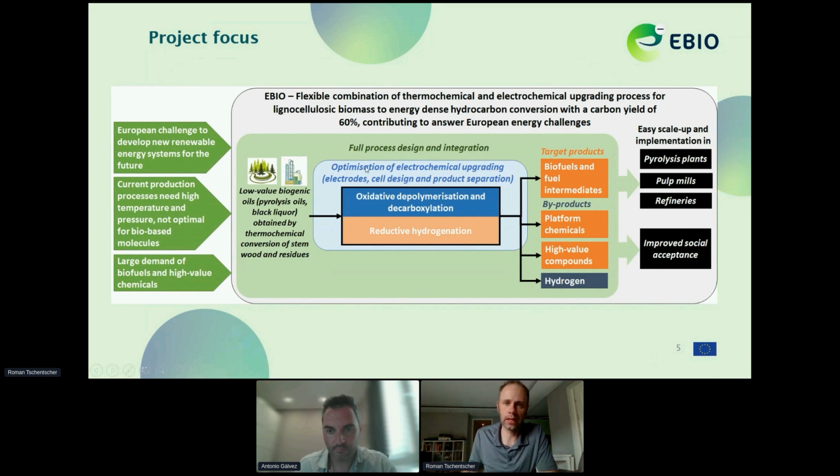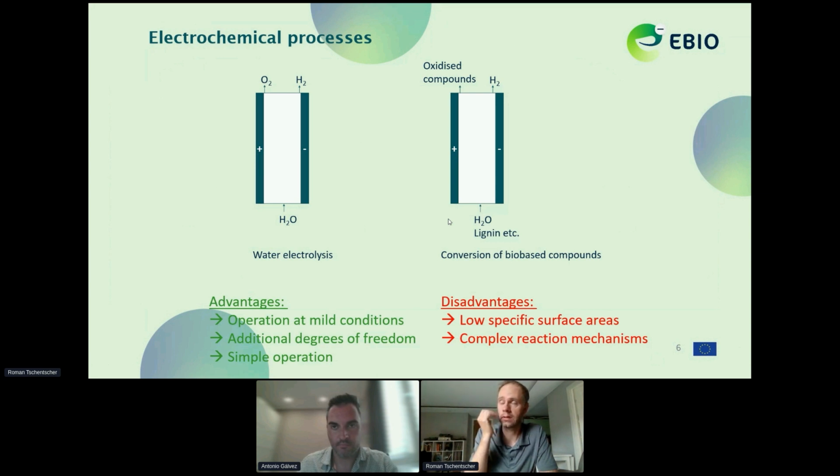We do not necessarily aim for, let's say, a complete conversion into hydrocarbons, high-value chemicals, but we rather aim for a stabilization, improvement of the properties, energy densification in order to make the later process of further conversion easier. And in that sense, we go for the oxidative depolymerization of the lignin and the cellulose-based molecules. And on the cathode side, we go for hydrogenation in order to improve the properties of the components. I will come back to that in a minute with more details.